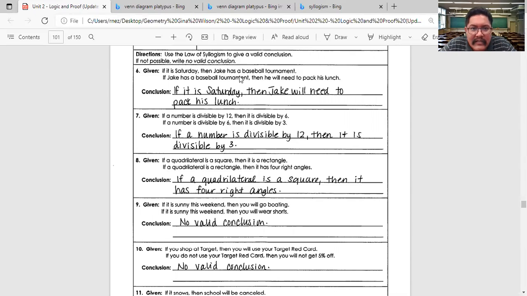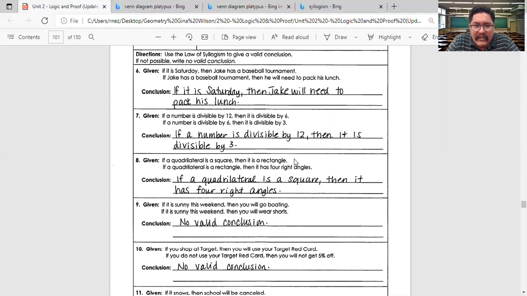So if it is Saturday, then Jake has a baseball tournament. If Jake has a baseball tournament, then he will need to pack a lunch. So now the conclusion is, if it is Saturday, Jake will need to pack his lunch. So in a way, we cut out that middle step, right? We cut out that middle step. And that's pretty much what's happening. Since they both have baseball tournament, then we just go with the first statement means the same as the third statement.